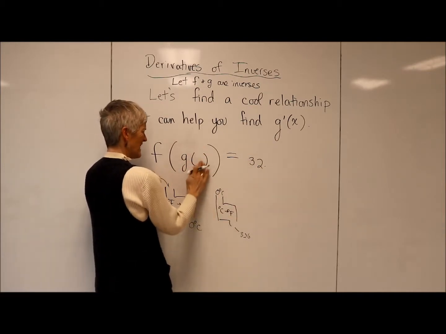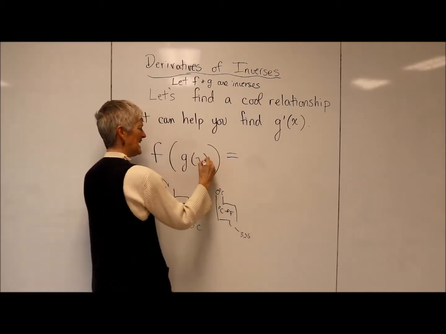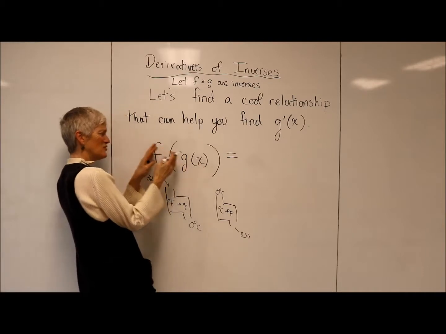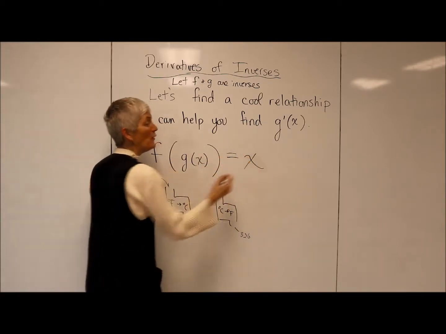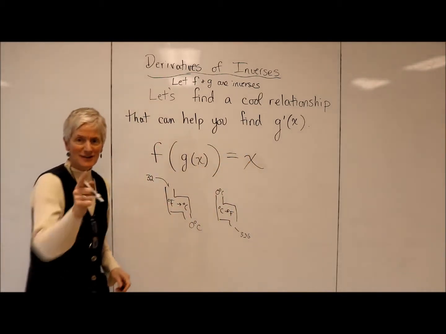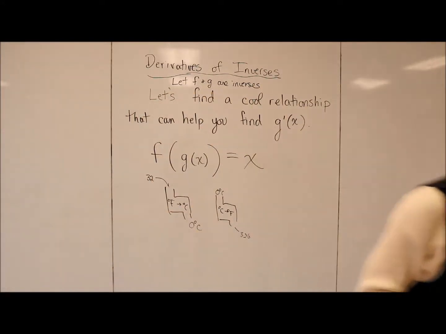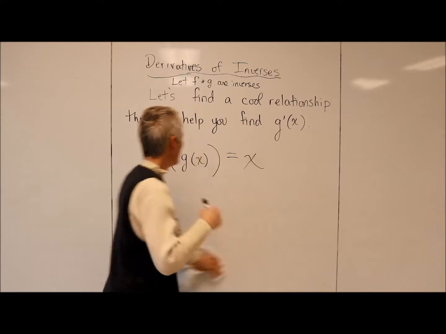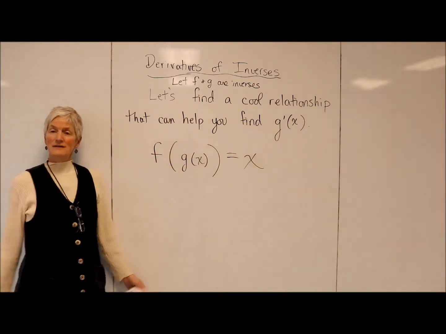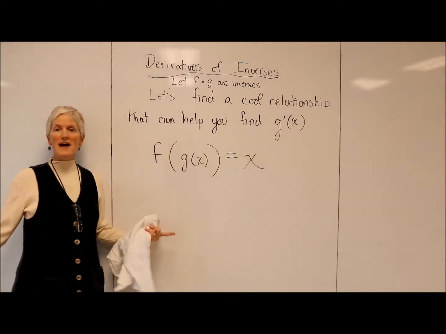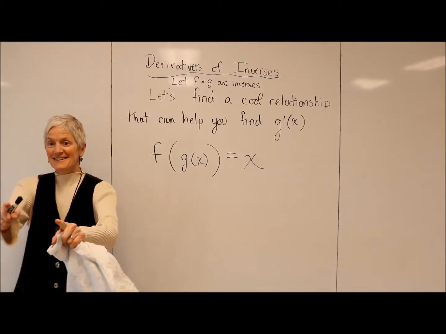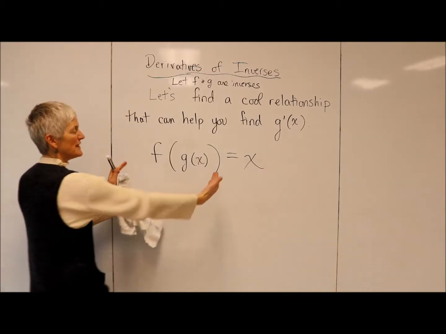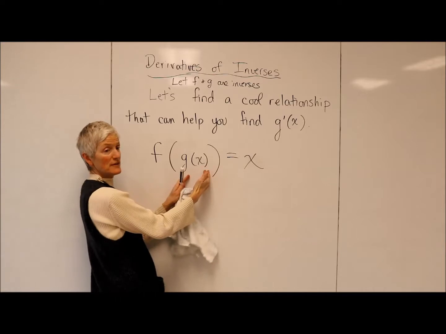So that always works. If you put in an x and you do a composition of a function and its inverse, you get out an x. You can stop and think about that if you like. But let's see what this does for us for our derivatives. Can I take the derivative of this? Sure, the derivative of a composition. Chain rule: the derivative of the outside times the derivative of the inside.